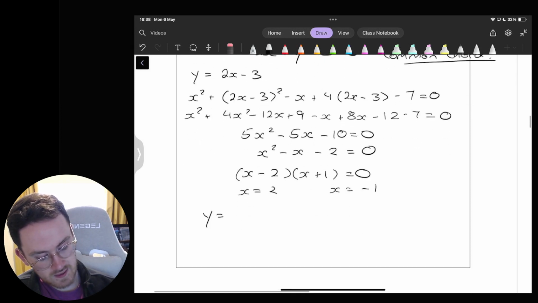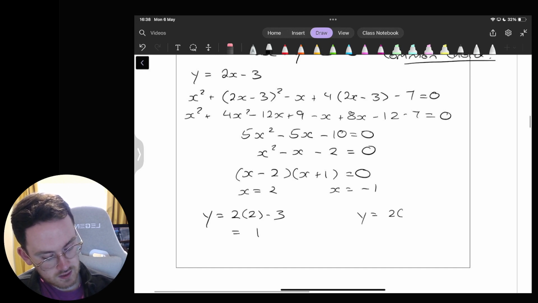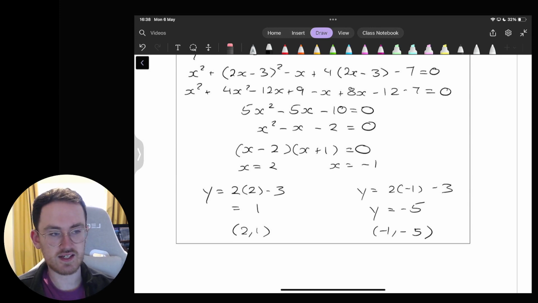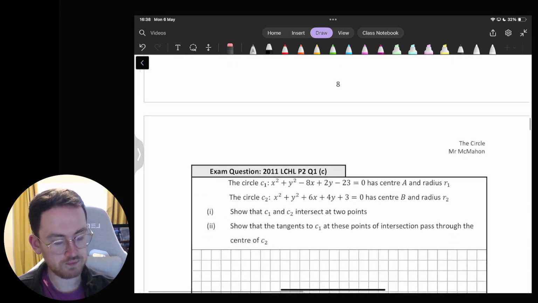Subbing both of those back in then for my equation for y gives me 1 and an answer here of minus 5. So the 2 points of intersection are 2, 1 and minus 1, minus 5, which is what I was asked to find here. So just the 2 points of intersection.